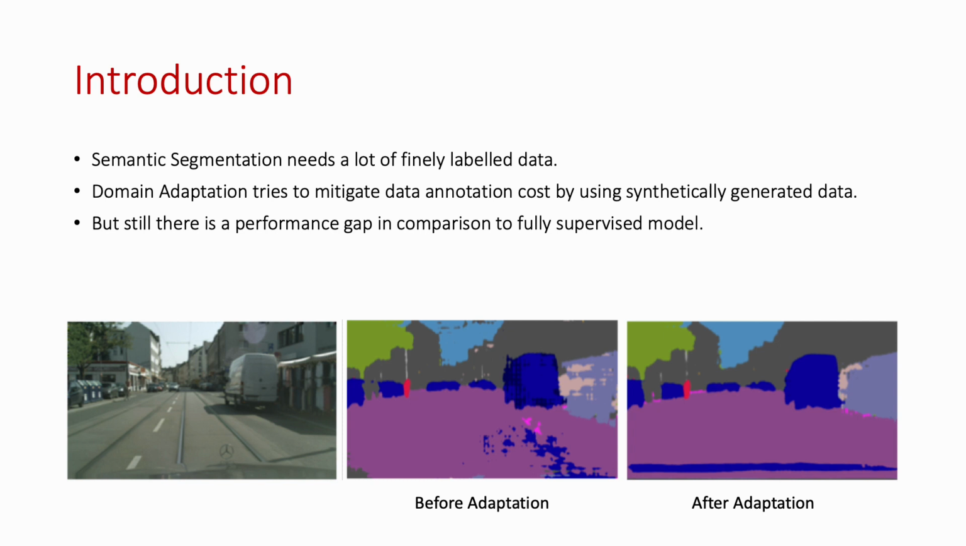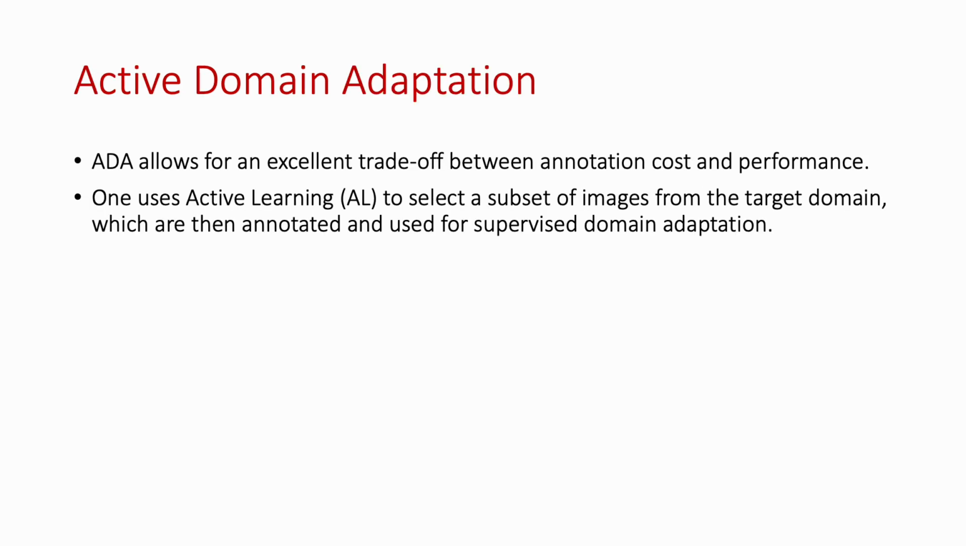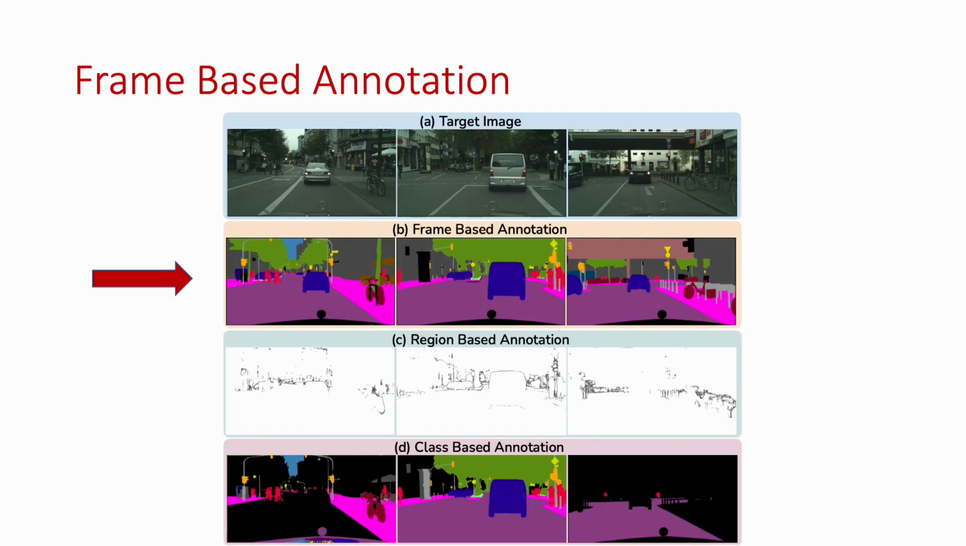Even after much research in supervised and semi-supervised domain adaptation, there is still a performance gap in comparison to a fully supervised model. So to maximize model performance with minimal labeling effort, active domain adaptation techniques have recently been proposed, where the most informative samples from the unlabeled target domain are selected for annotation.